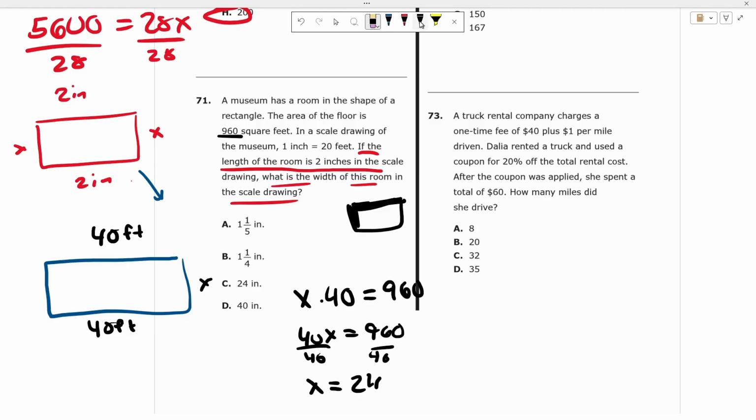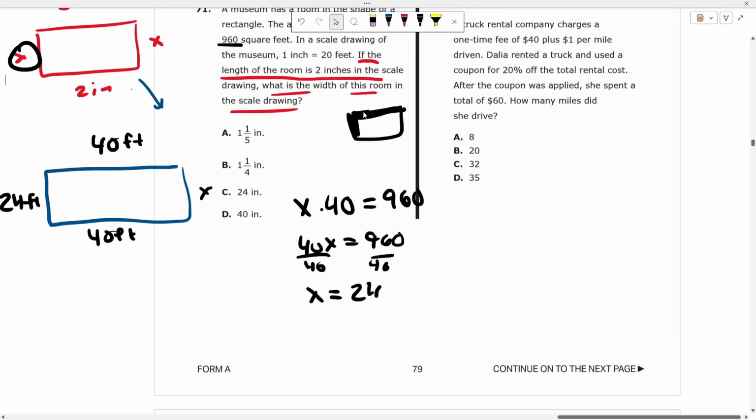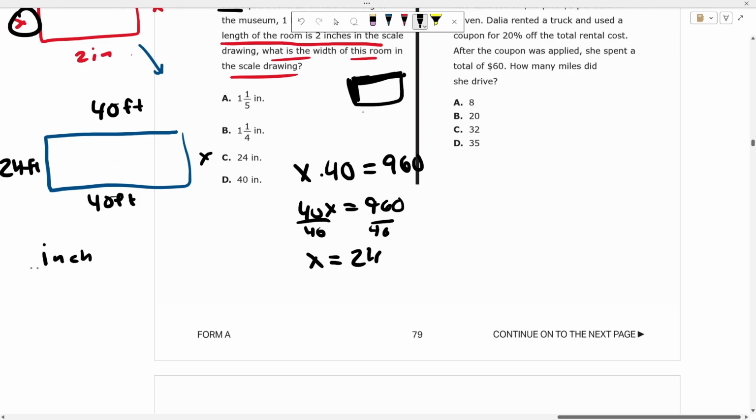But we're not asking for real life. We're asking for the length on the scale drawing. So if we know that 1 inch is equal to 20 feet, then how many inches, x inches, is equal to 24 feet? Okay? And all you have to do here is really just cross multiply.